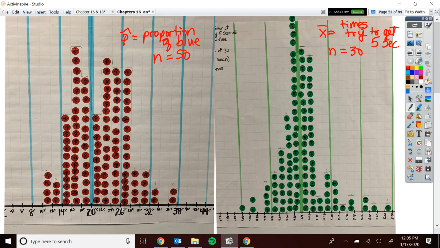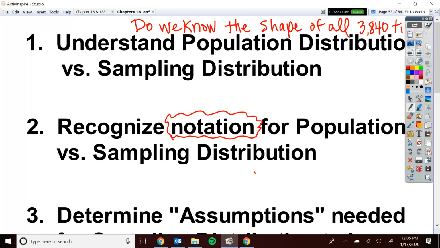Okay. Very good. So the first thing I want to do is really understand the difference between population distribution and this thing called sampling distribution. That's first and foremost. That has to be absolutely nailed down and solid. So let's first talk about the population of our M&Ms.